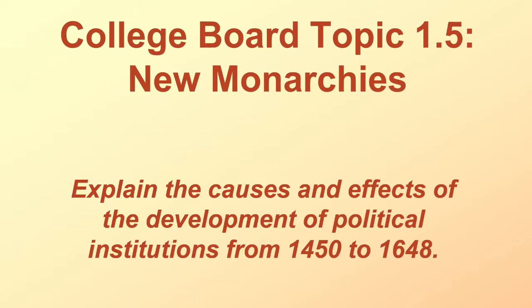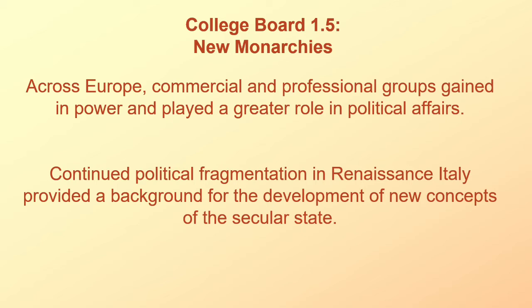And topic 1.5, we're going to talk about new monarchies. Explain the causes and effects of the development of political institutions from 1450 to 1648. And it says, across Europe, commercial and professional groups gained in power and played a greater role in political affairs. And continued political fragmentation in Renaissance Italy provided a background for the development of new concepts of the secular state.